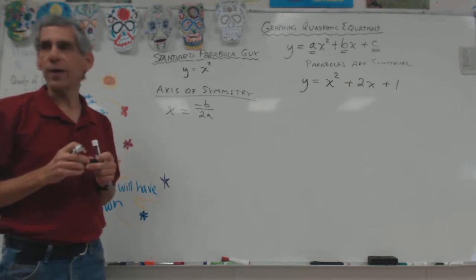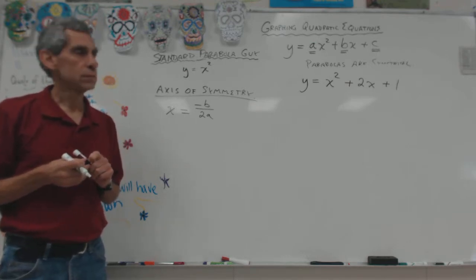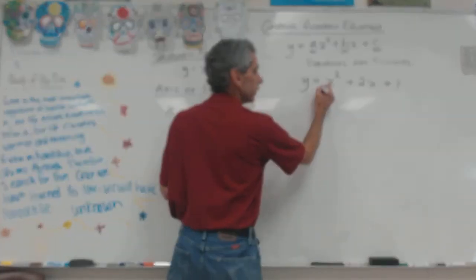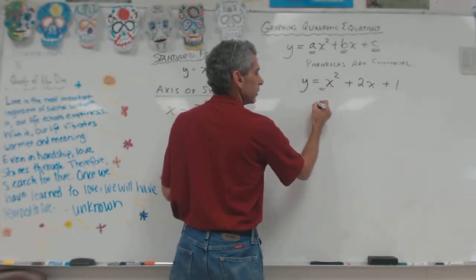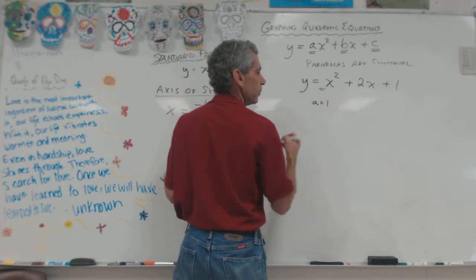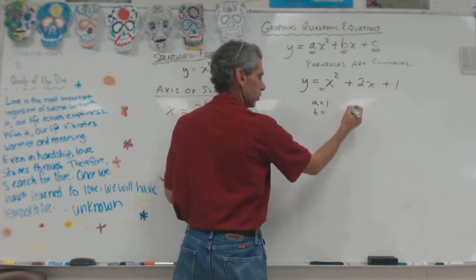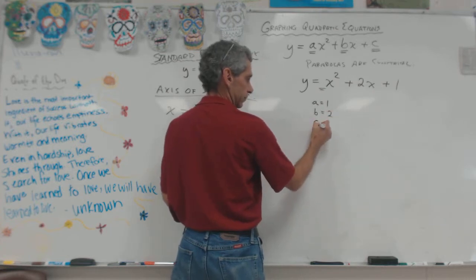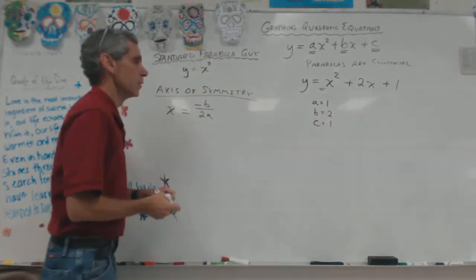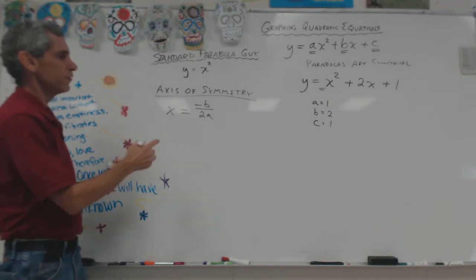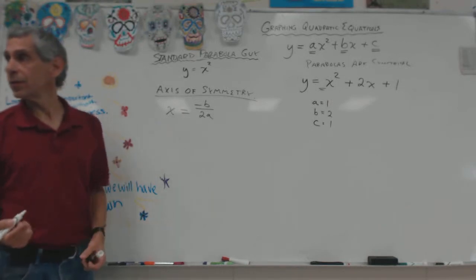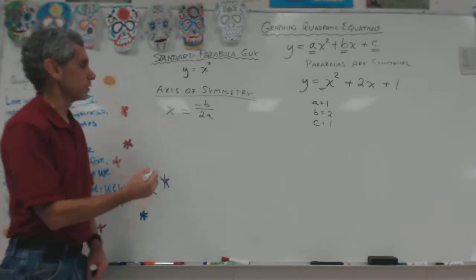All right, what is my a? My a is 1, right? Right there, that's my a. a equals 1. What's my b? 2. What's my c? 1. Okay. All right, so let's find my axis of symmetry for that equation.